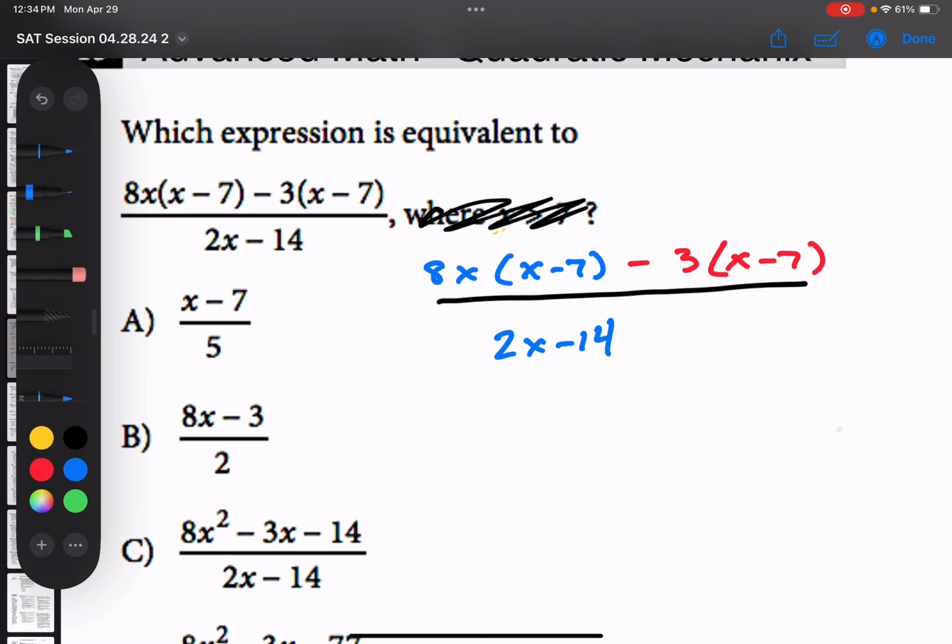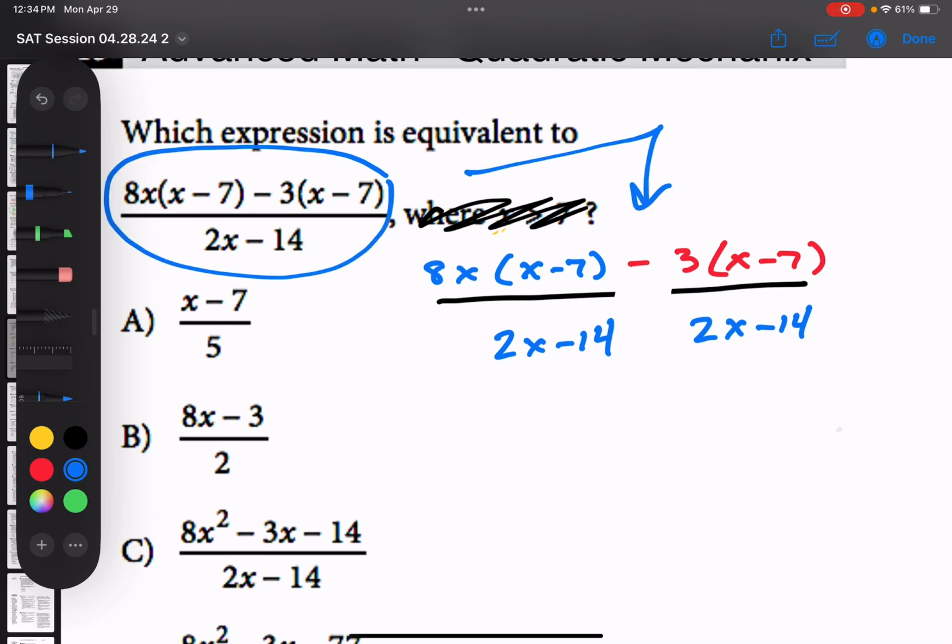Isn't this the same thing if I broke up the fraction? Then it'd be 8x times x minus 7 over 2x minus 14. But I can also write this 2x minus 14 underneath that one. It's the same thing. We cool? Now, that 2x minus 14, what if I factored it? It became 2 times what? How many times does 2 go into 2x? x times. How many times does it go into negative 14? Negative 7. Did you see what we just did?